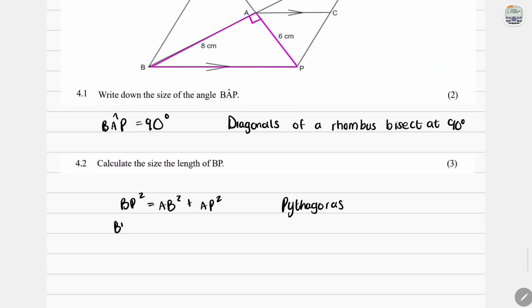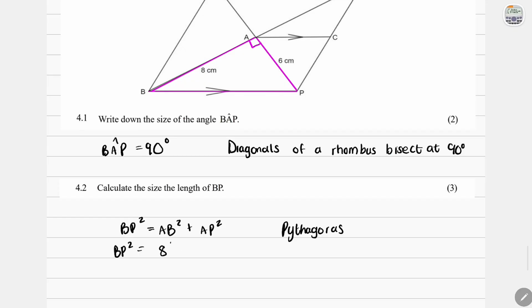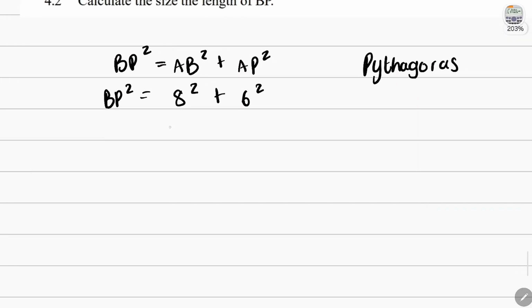And now let's find BP squared. So this is going to be equal to AB squared, which is 8. So 8 squared plus 6 squared. And let's find this. So this is 64 plus 36, which gives us 100.